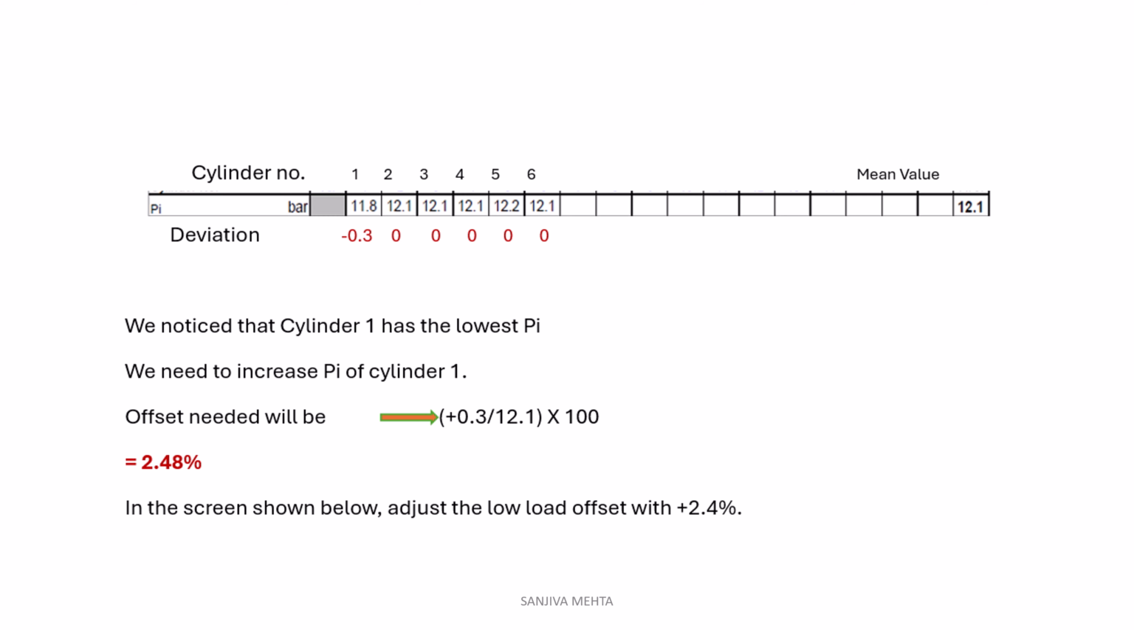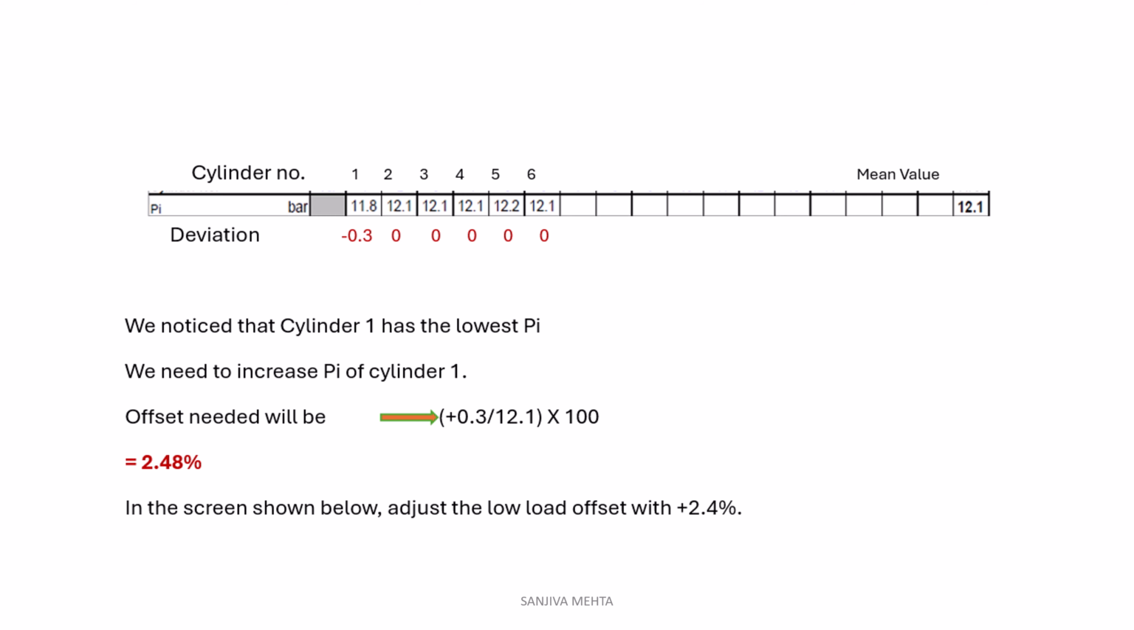So what becomes the offset? Offset now you need to calculate. Because this is a minus 0.3 deviation, now you have to increase, so it becomes plus. That means a plus value you have to input: 0.3 divided by mean value, times 100. That becomes the offset value that you put in the MOP screen. Which screen? I'll just show you.